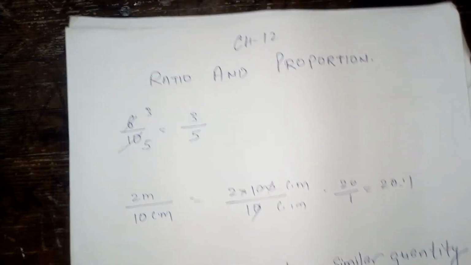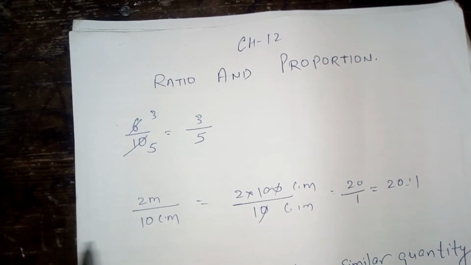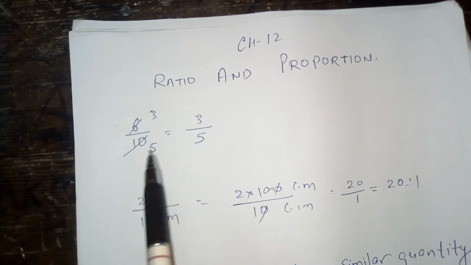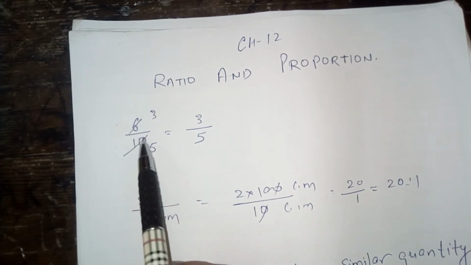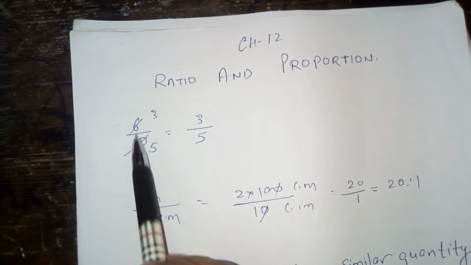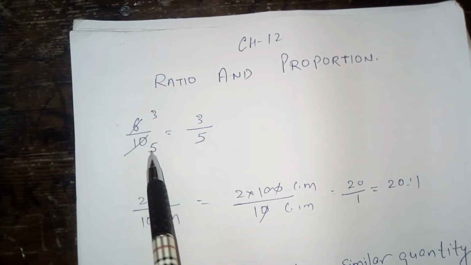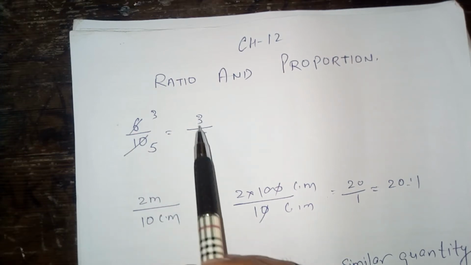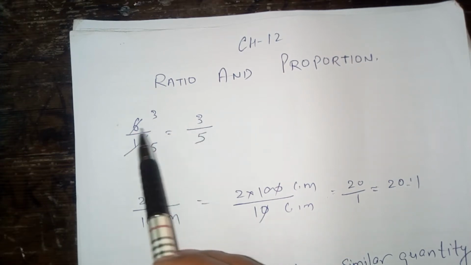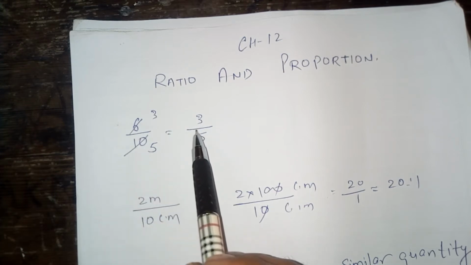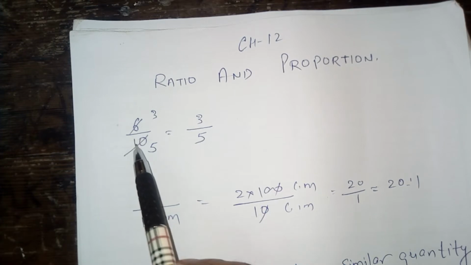Suppose you want to find the simplest form of 6 upon 10. As you know, this is 6 upon 10. 6 and 10 will be cancelled by 2. 6 divided by 2 gives you 3, and 10 divided by 2 gives you 5. So 3 upon 5 is the simplest form of 6 upon 10.